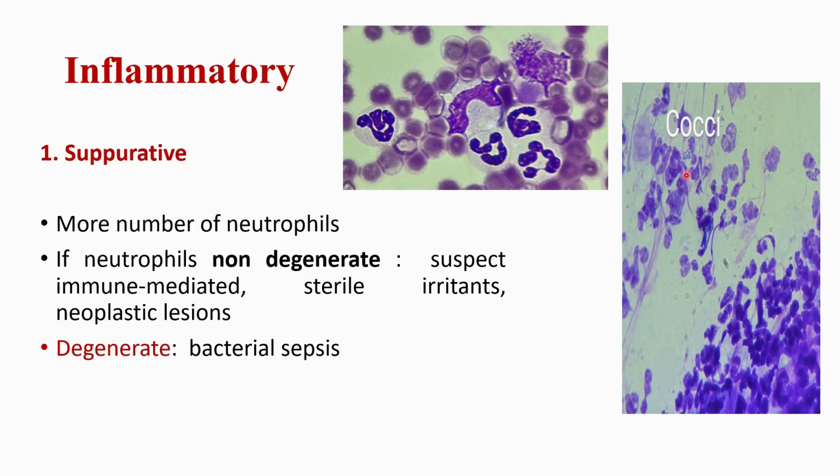Here you can see some groups of cocci. How will we distinguish between non-degenerate neutrophils and degenerate neutrophils? The non-degenerate neutrophils are normal appearing cells with dense clumped nuclear chromatin. The nuclei are regular in shape, either segmented or band, and the cytoplasm is clear to light blue. These cells are usually seen in non-infectious inflammation or mild tissue responses, and importantly, their nuclear structures are preserved.